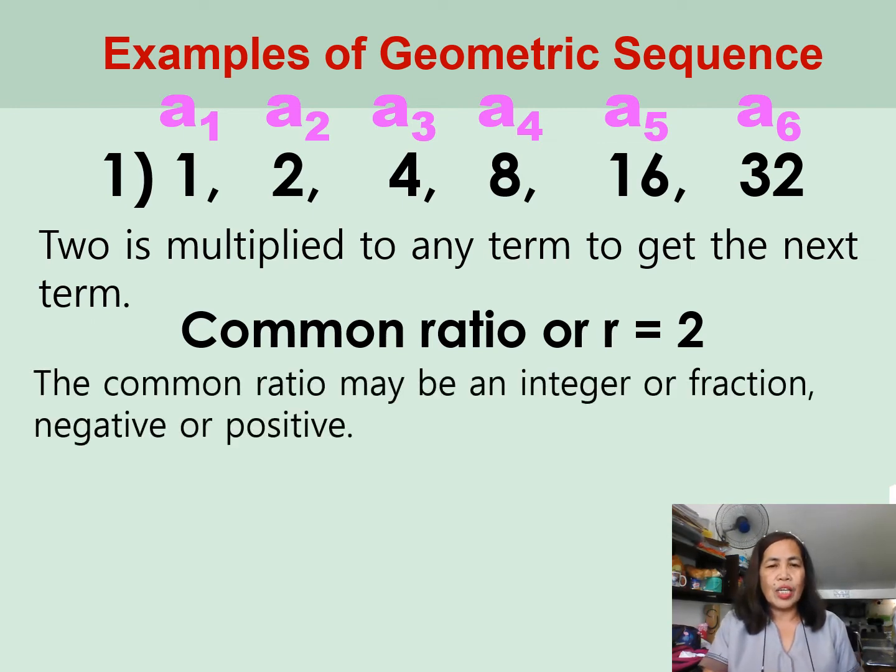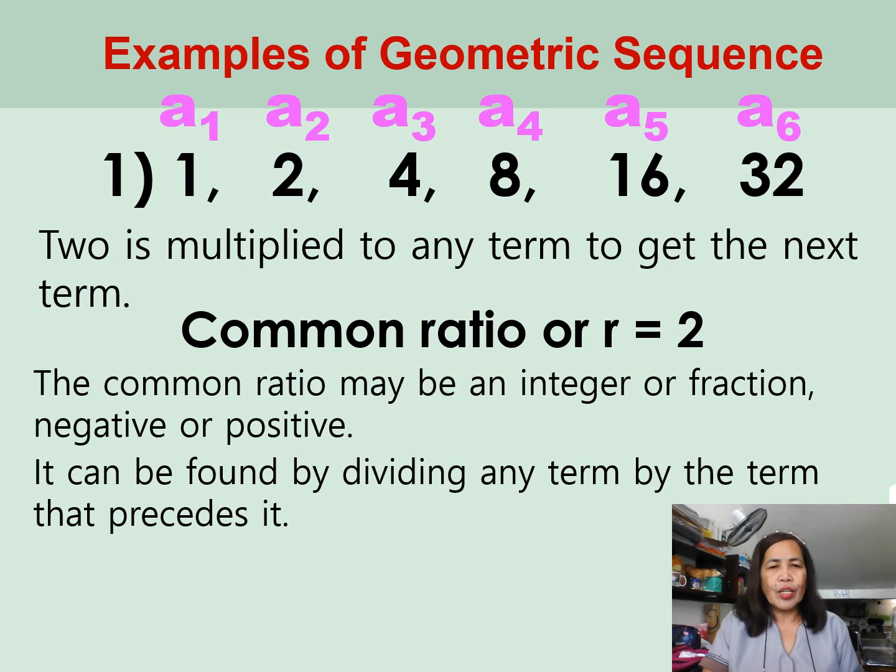So a ratio can be an integer or fraction, maybe positive or negative. And to get the common ratio, it can be found by dividing any term by the term that precedes it. So the formula to find the ratio is R equals a sub 2 over a sub 1, or it can be any two consecutive terms.